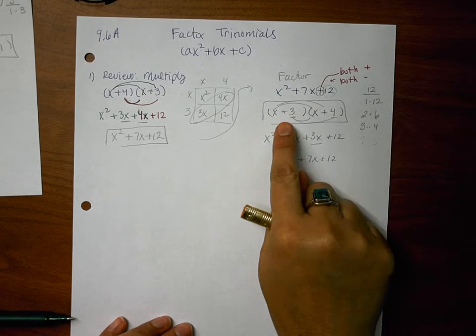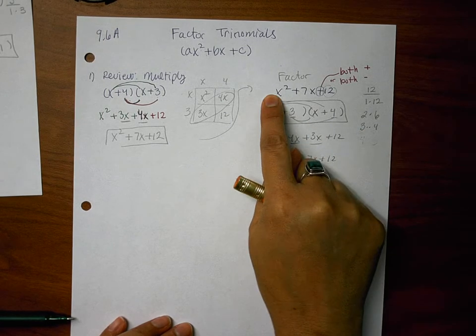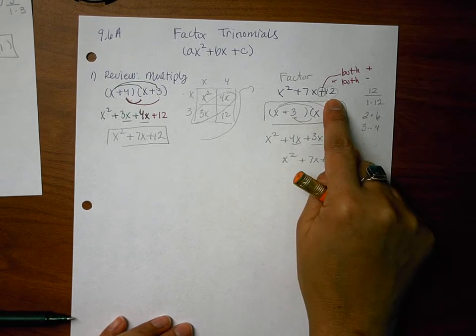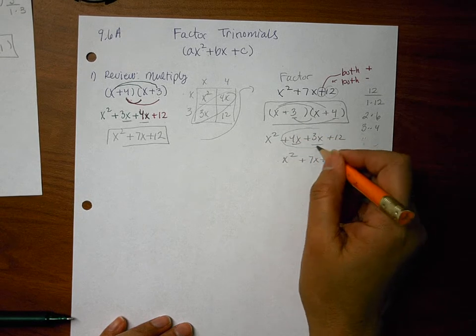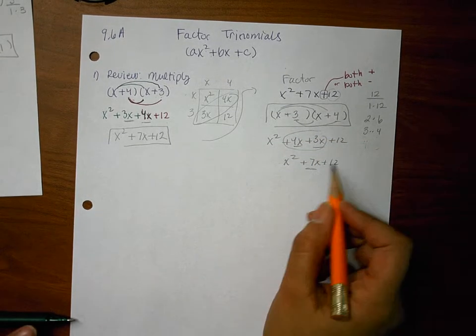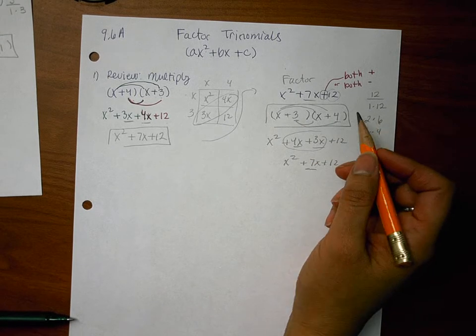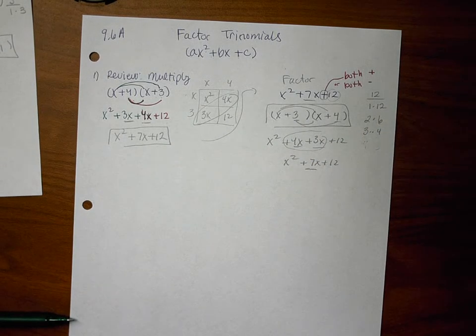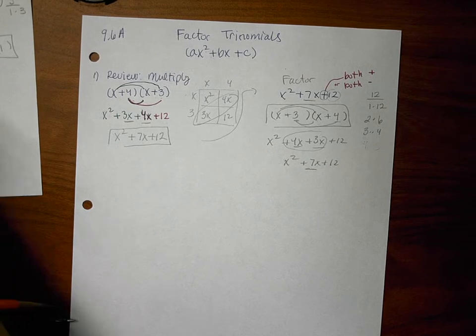And the reason we don't have to do all the foiling, all the double distribution, is because when we set this up, we know that x times x is x squared, and we know that 3 times 4 is 12. The only numbers we never checked was that the middle numbers, once you double distribute, add up to the middle number, the 7x. So I'm going to show you a shortcut for that as we go.